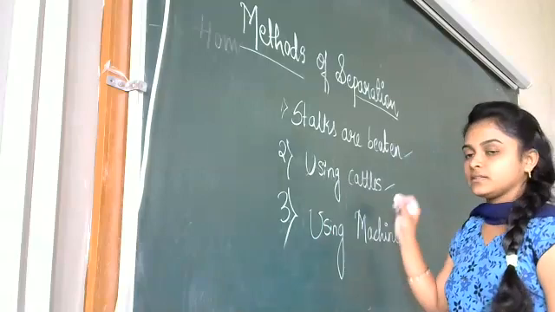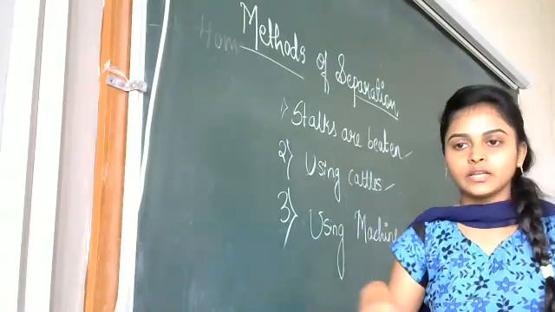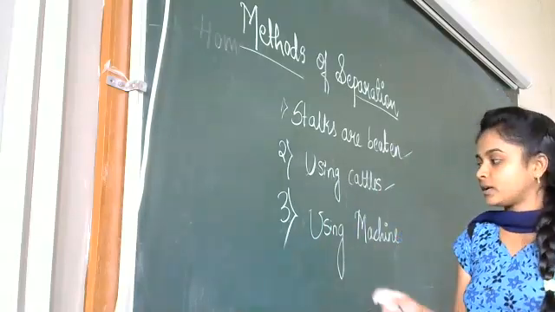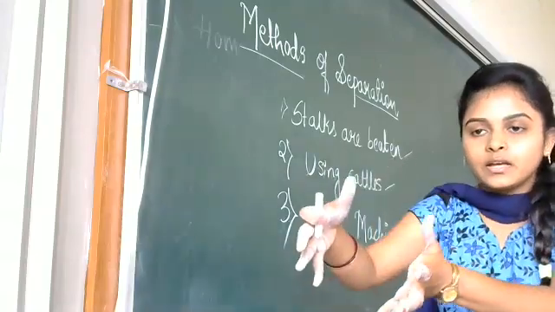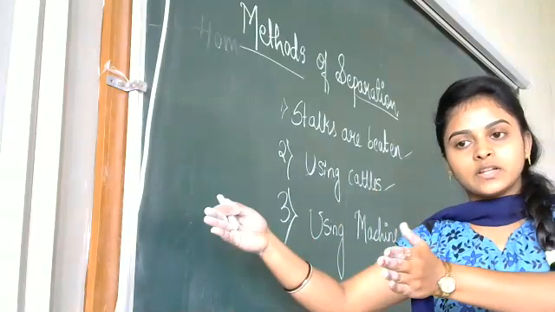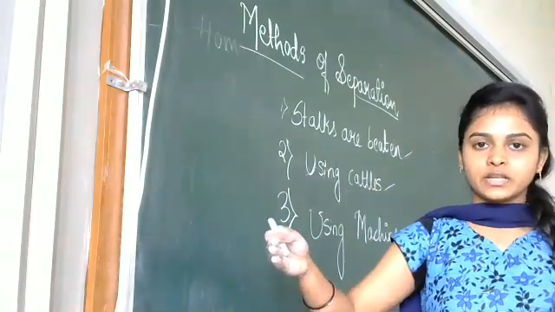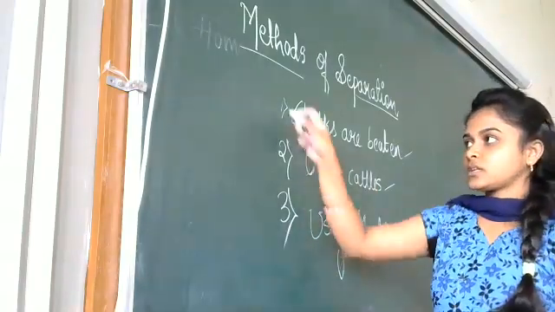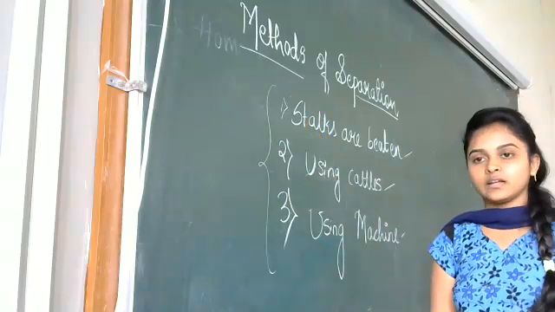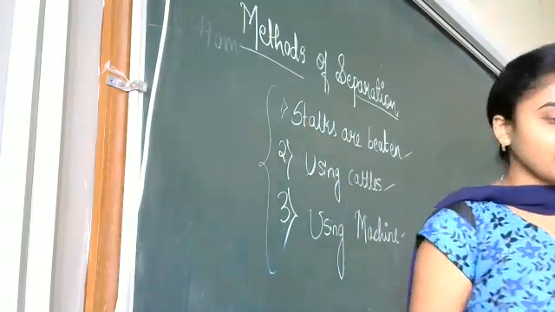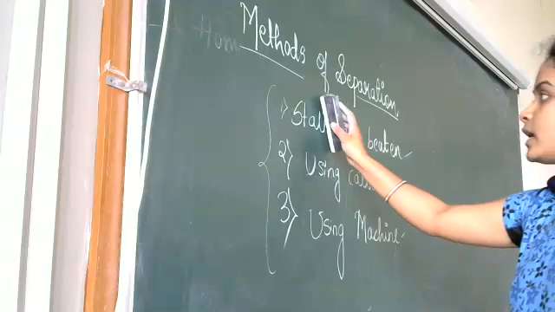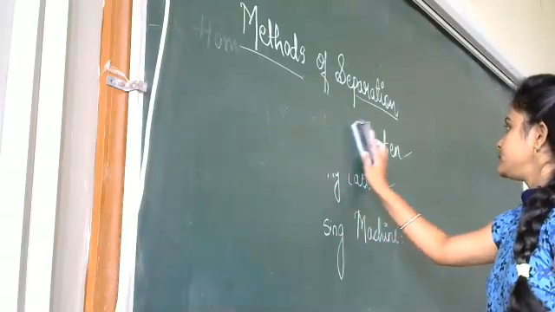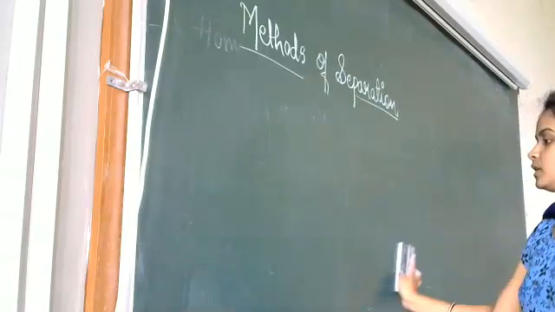Second one, using cattle. Cattle will be moving on that stalk so that food grains will be separated. Third one is using a machine. The full stalk will be put in the machine, and the stalks and food grains will be separated. So these are the three methods under threshing. Anybody having doubts? No? Shall we go for the next one? Yes, ma'am.